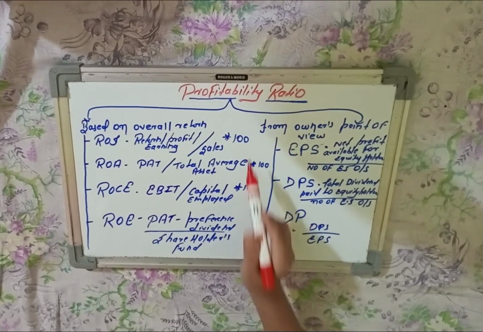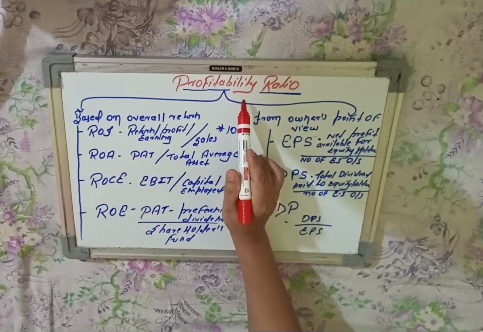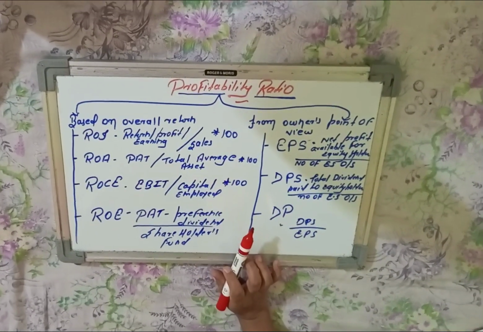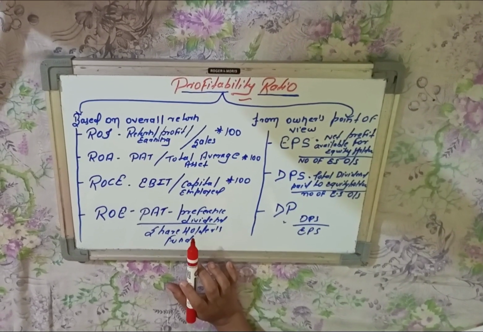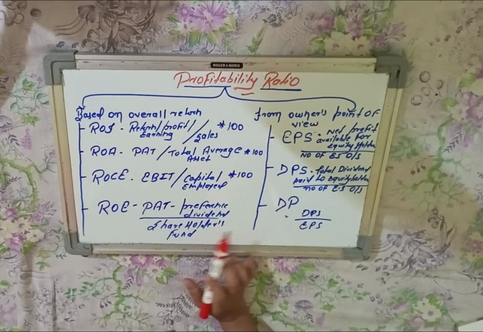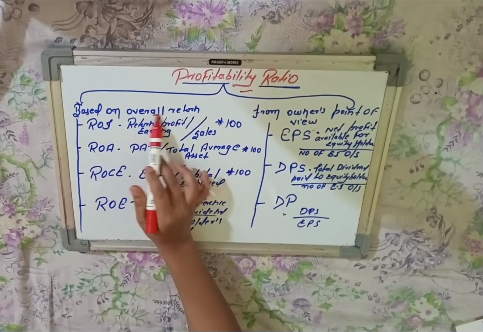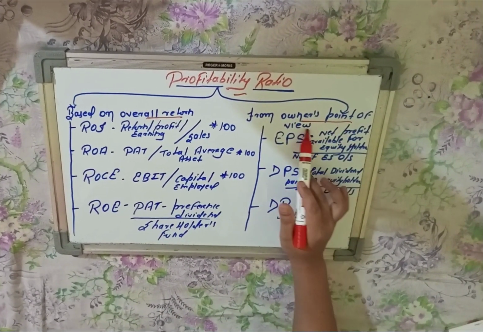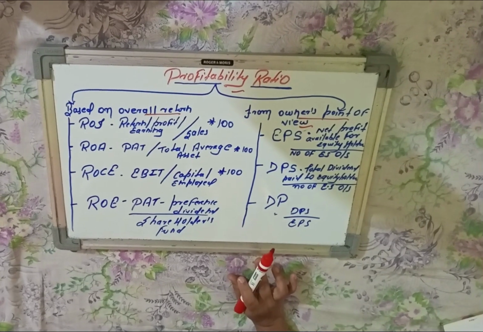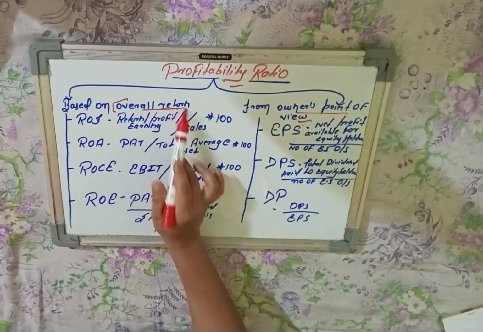So today we'll be reading about the profitability ratio. The profitability ratio is simply the profits generated on the investment, and there are various ratios associated with it, based on two criteria: first, based on overall return, and second, based on the owner's point of view. The first we will be reading about from the point of view of overall return.